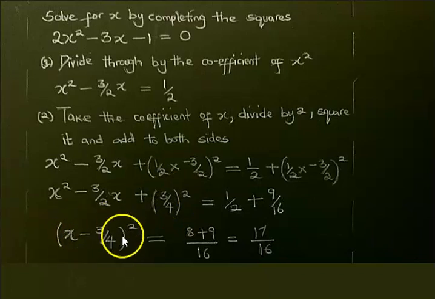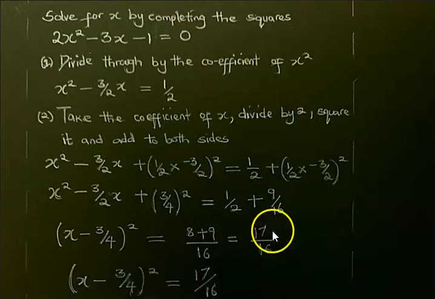Then we square that and we persist the square here, equal to whatever result we are able to get here. We simplify this to get to this point, and that is giving us 17 over 16. Alright, so at the end of the day, if we simplify that, we are just going to be having x minus 3 over 4 squared equals 17 over 16.